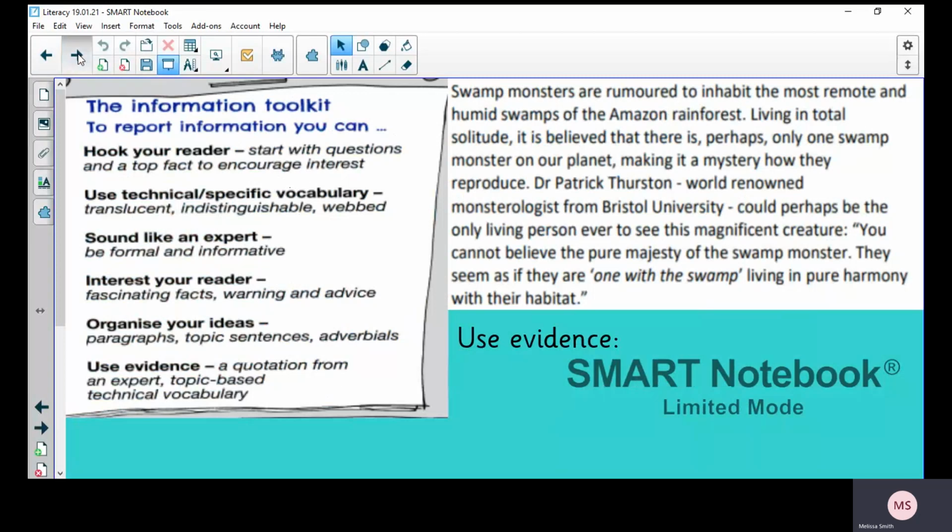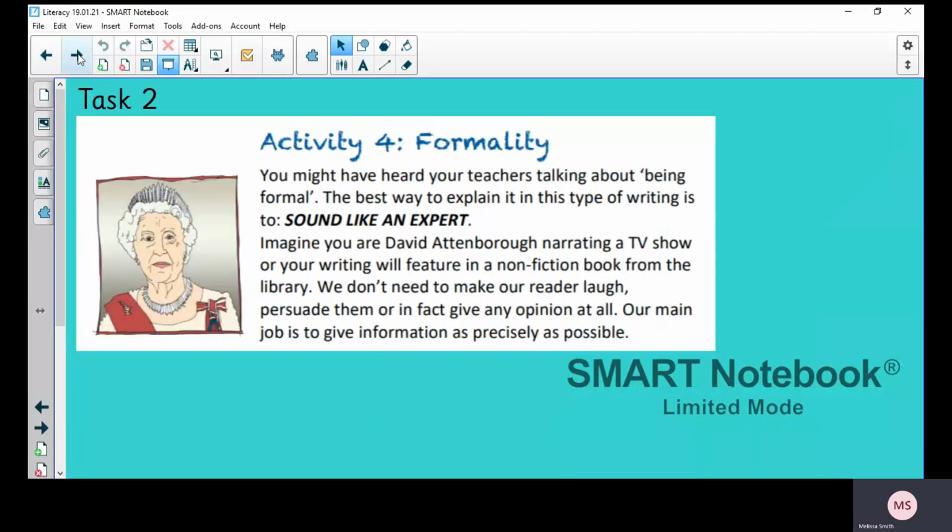Now, the second task, formality. So as we said, we want to sound like an expert, and the way to do that is through formal use of language. And it gives the example here, if you've ever watched a David Attenborough documentary, the whole idea is that he gives us the information. It's not to make us laugh, it's not to persuade us to do something, it is to deliver the information in a formal manner, but in a way that's also engaging. So this is our second task for today.